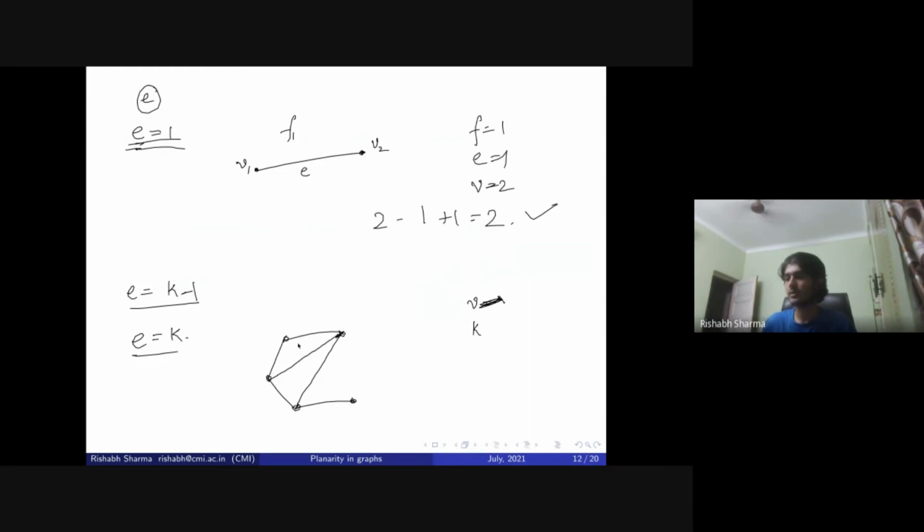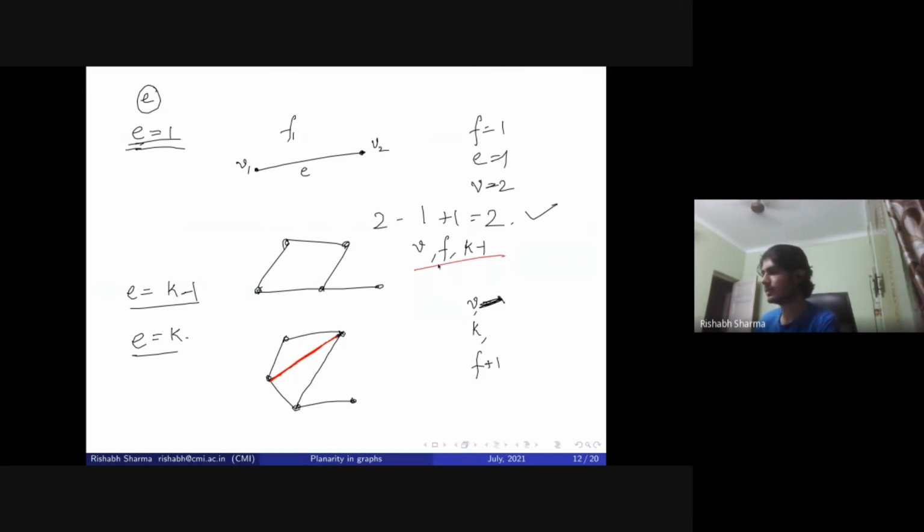So this was my original graph. It had V vertices, F faces, and K minus 1 edges. And over there I have V vertices, K edges, and F plus 1 faces, because one of the faces had been divided by this new edge. The introduction of the new edge divided one of the faces, and hence the number of faces increased.